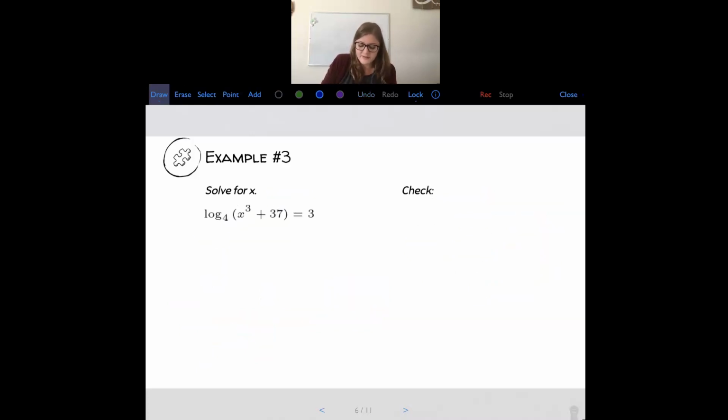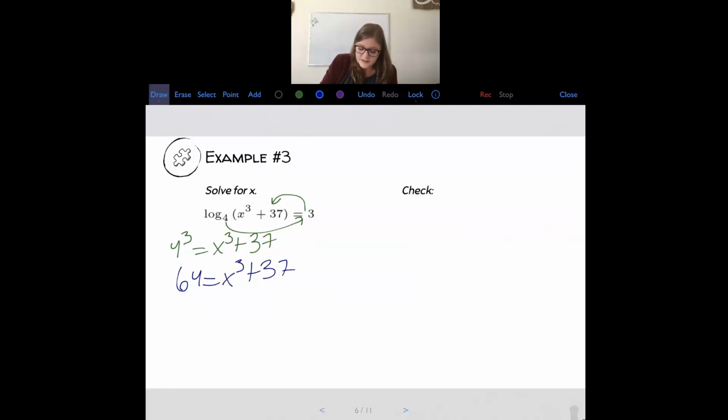Next, solve for x. We have log base 4 of x cubed plus 37 is equal to 3. We have a single logarithm. The other side is just 3, so we can convert this to an exponential equation by taking 4 to the 3rd is equal to x cubed plus 37. 4 to the 3rd is 4 times 4 times 4, which is 64. So we have 64 is equal to x cubed plus 37.